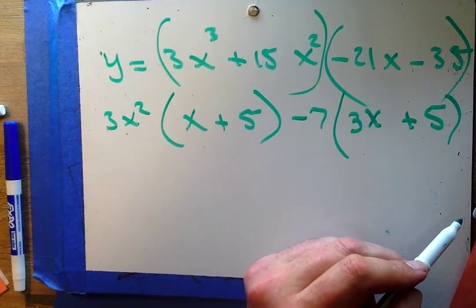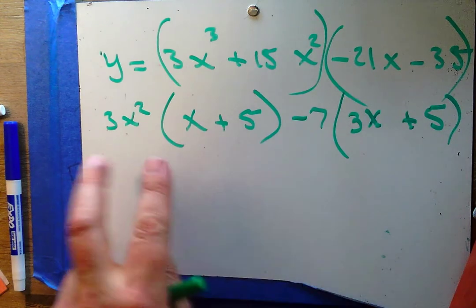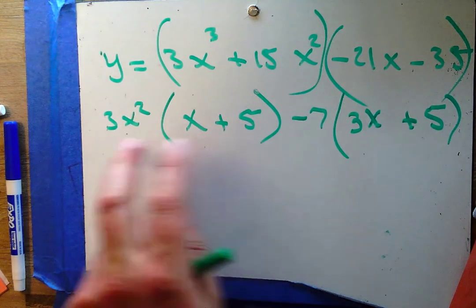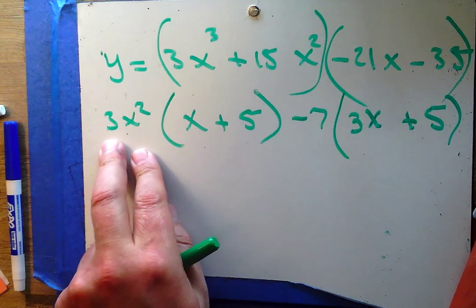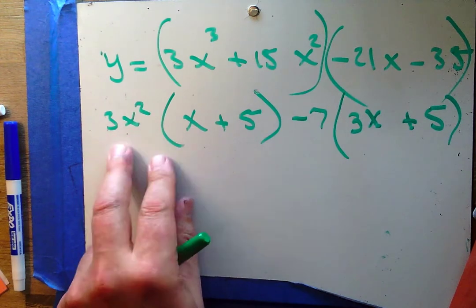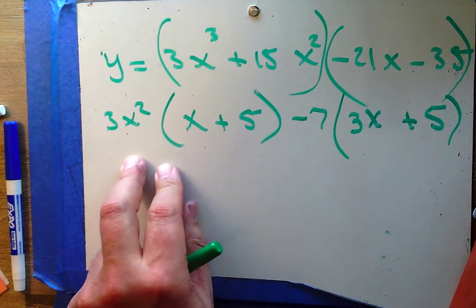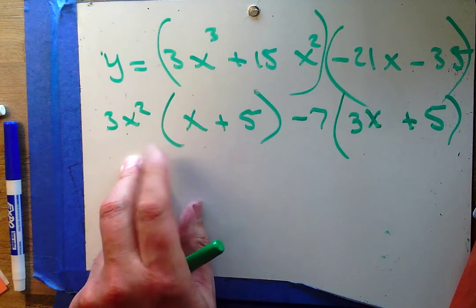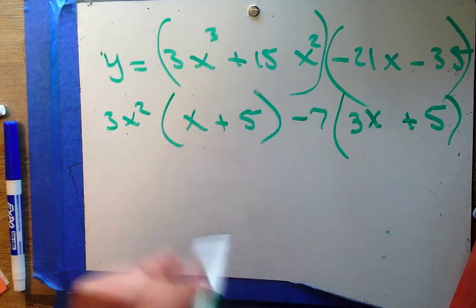Did I do something wrong? No, I took a 3 out of both of those. Yeah, I think I have a mistake here. I'm going to bail on this one. Okay, let's go to something more humane.